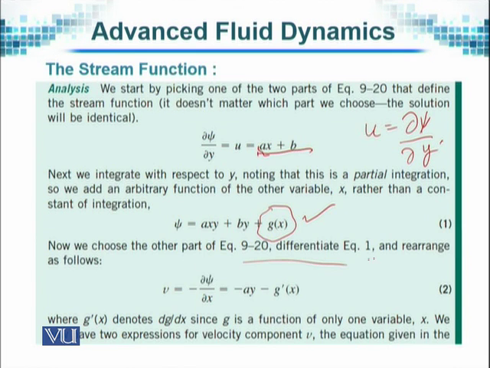Then we choose the second part, like this u, we take v. V is equal to minus d psi by dx, the partial derivative, and the value of these then will be equal to, because if this is what we have obtained as psi, then d psi by dx will be this, and g is the arbitrary constant depending upon x, g prime is only showing that it's a partial derivative with respect to x.